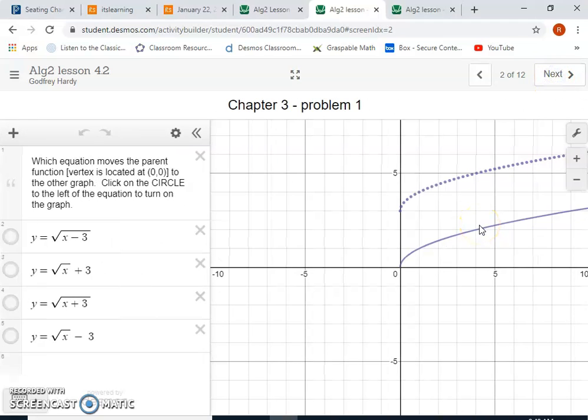So the first few problems, you're being asked to revisit the square root function and trying to decide, of the equations, which one will move the parent function, which starts at 0, 0, to its new location, which is the dashed graph. Think about it in terms of the placement of the 3. When it's inside the function, does that move it left, right, or does that move it up and down? And if I put the addition or subtraction outside of the function, same thing. So move it up, down, or right or left.